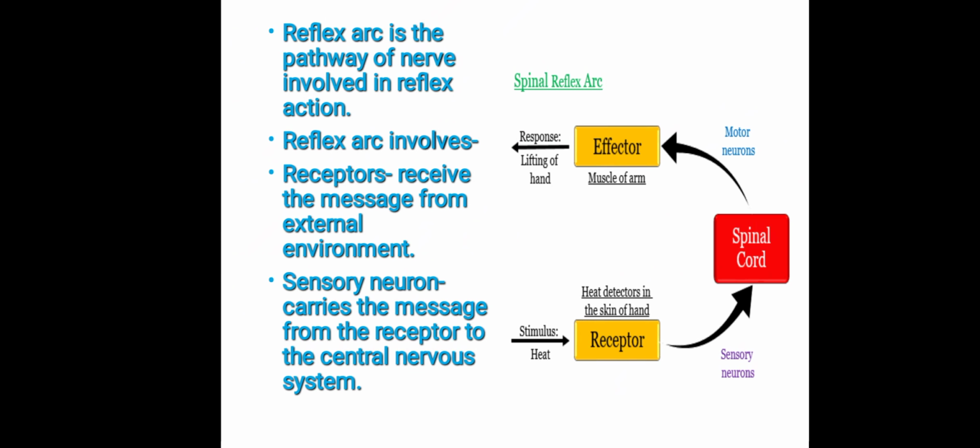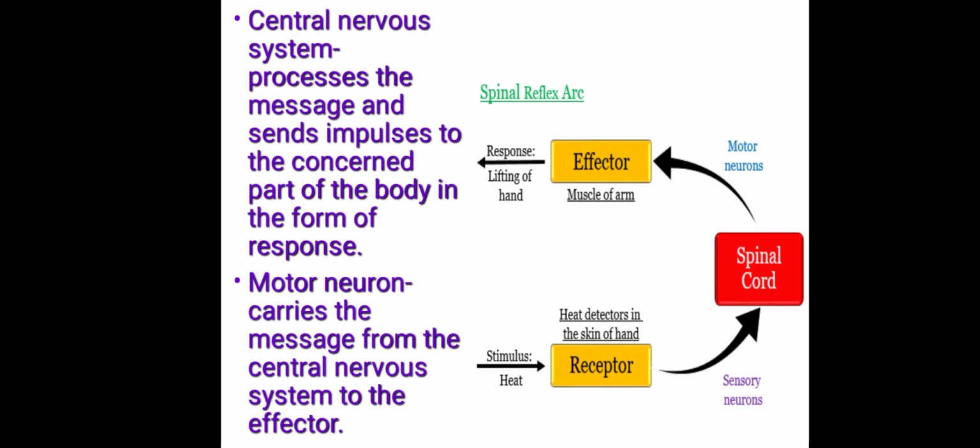The sensory neuron carries the message from the receptor to the CNS, that is the central nervous system. The central nervous system processes the message and sends impulses to the concerned part of the body in the form of response. Motor neuron carries the message from the central nervous system to the effector.